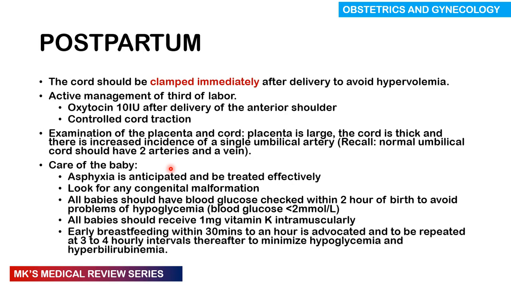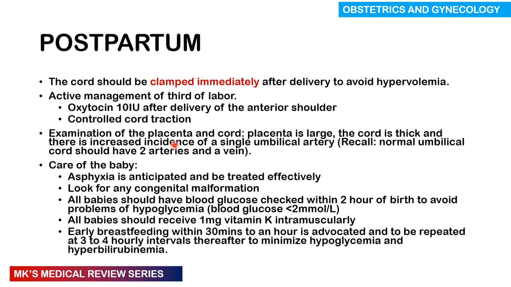In the postpartum period, when you have just delivered the child, clamp the cord immediately. This is going to prevent hypervolemia. You should also perform active management of the third stage of labor. Give oxytocin after delivery of the anterior shoulder, 10 international units, followed by an infusion. Controlled cord traction, then of course examination of the placenta. The placenta is often large, and the cord is going to be thick. There may sometimes be a single umbilical artery. Remember that the normal umbilical cord should have 2 arteries and a vein.